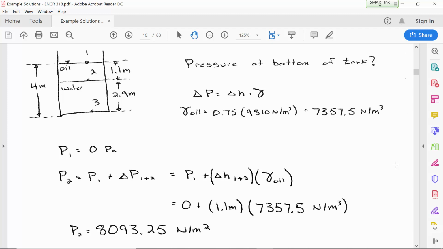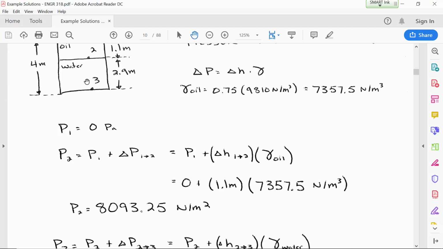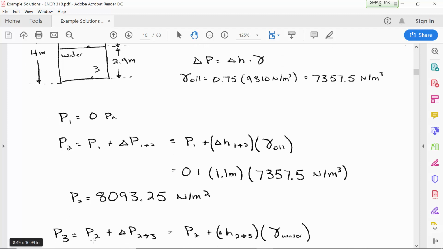So we just apply the same process through as many layers as there are. If it was oil, water, and mercury, then we'd have to break it up into an additional step. But here, to get down to the bottom of the tank, we now have to say that P3 is going to be whatever the pressure was at 2 plus the change. So we already knew the pressure at the interface of the oil and the water. Now if we're going downward an additional 2.9 meters through water, the pressure is increasing at a rate of 9810 pascals per meter of depth.